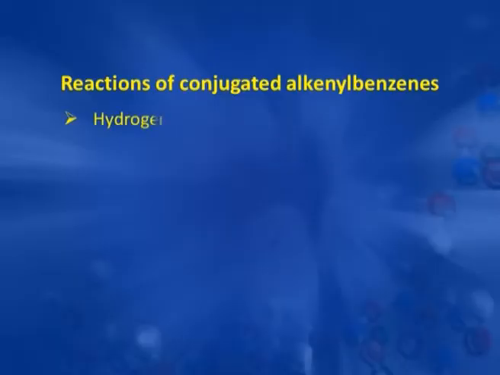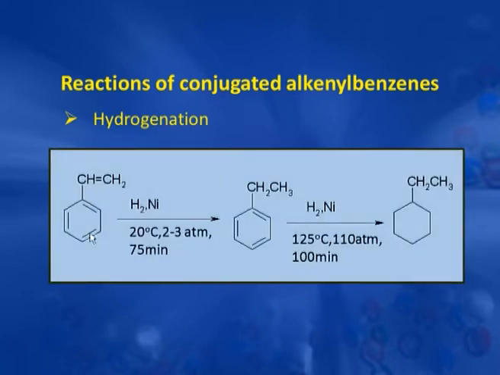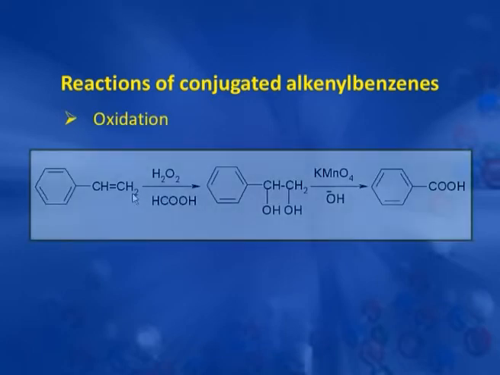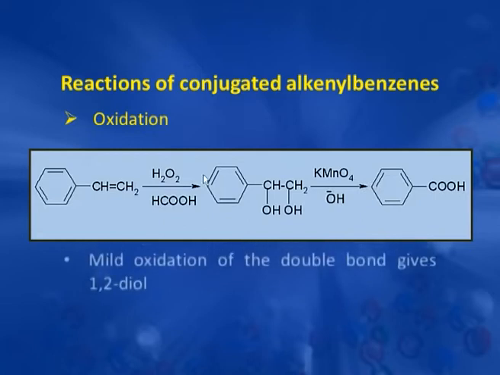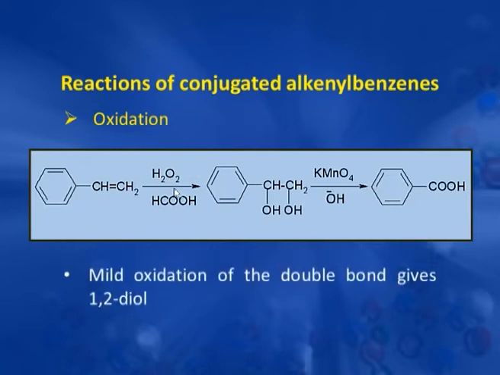For example, in hydrogenation, both the side chain and the benzene ring get catalytically reduced or hydrogenated, for example in the presence of hydrogen and nickel, but for side chain hydrogenation we need milder conditions, while for hydrogenation of the benzene ring strong conditions are required. Similarly for oxidation of a side chain, milder conditions are required, hydrogen peroxide and formic acid, to give a diol. But if we use strong conditions, then there is a cleavage of the carbon-carbon bond and the final product, benzoic acid, will be obtained.